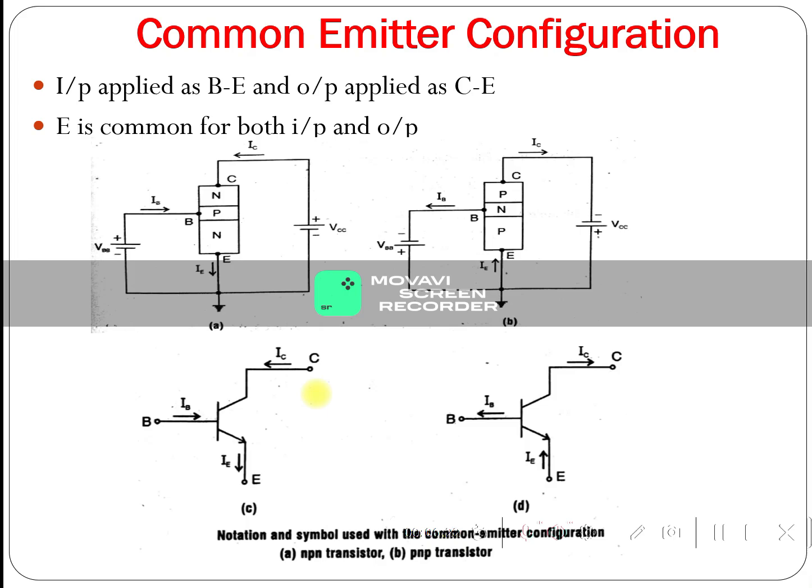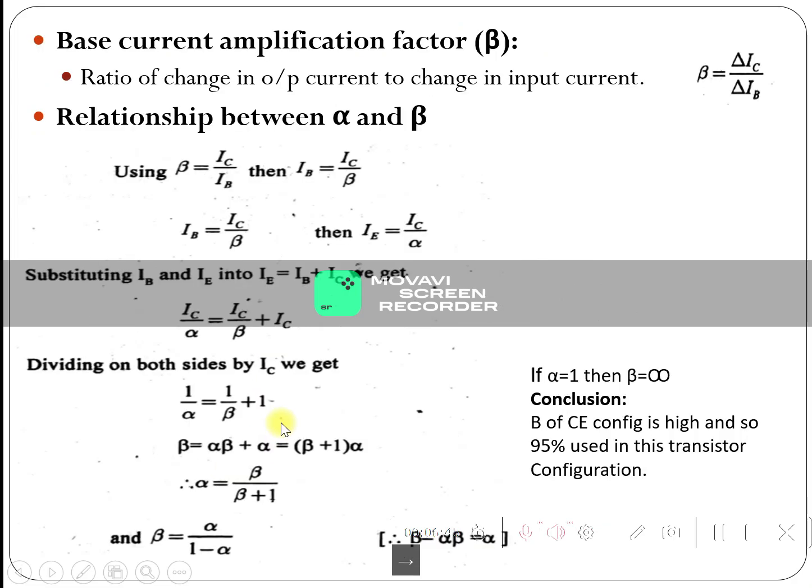Next, the common emitter configuration. The input is applied between base and emitter, and the output is collected between collector and emitter. The emitter terminal is common for both input and output. This is the basic structure diagram and this is the symbolic diagram. The current flow direction is indicated by this arrow mark. Base current amplification factor beta is the ratio of change in output current to change in input current.